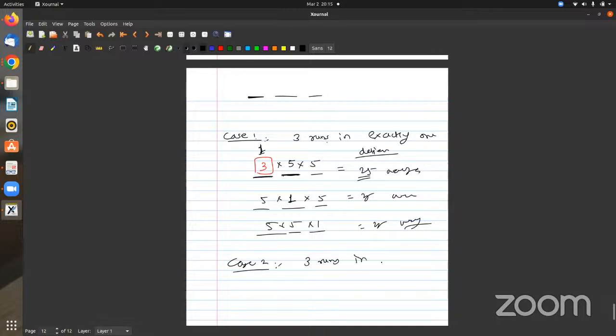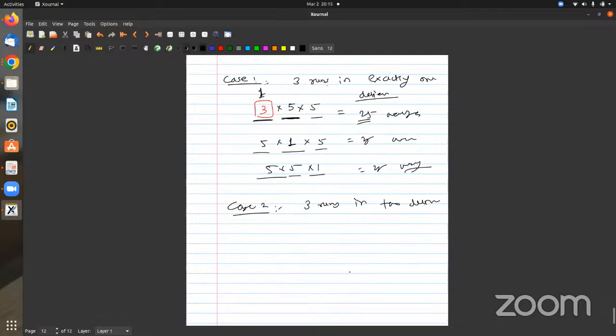Now I'll consider the case where I'll say 3 runs in 2 deliveries. This will also come. So he can score 3 here, in the first 2 deliveries. How many ways are there? 1 only, out of the 6, and 5. Similarly, he can do 1 here, 5 and 5. And one more is 1 here and 5. So we get a total of 15 ways there.